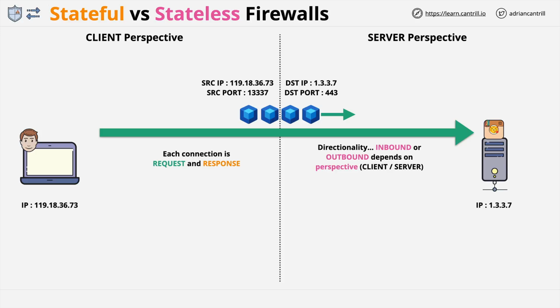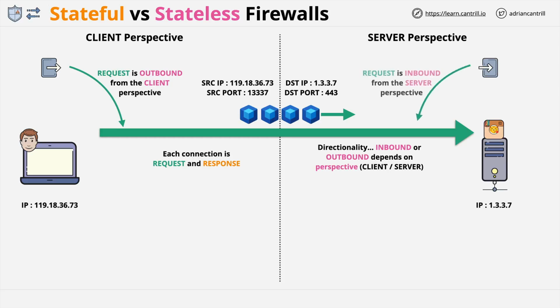Now, if I challenge you to take a quick guess, would you say that this request is outbound or inbound? If you had to define a firewall rule right now, would you pick inbound or outbound? Well, this is actually a trick question because it's both. From the client perspective, this request is an outbound connection. So if you're adding a firewall rule on the client, you would be looking to allow or deny an outbound connection. From the server perspective, though, it's an inbound connection. So you have to think about perspective when you're working with firewalls.